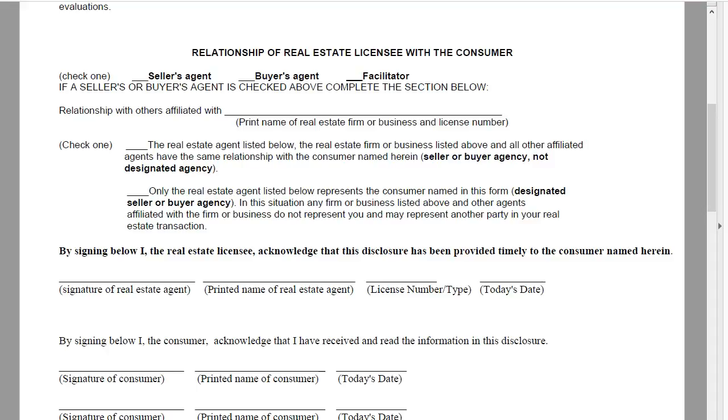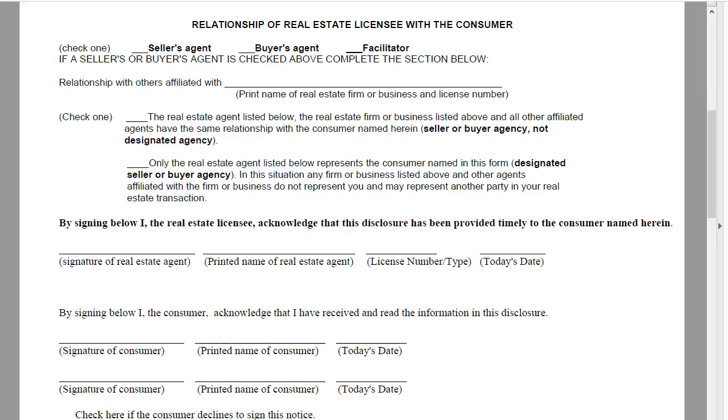Relationship with others affiliated. Print the name of the real estate firm that you work for. So, of course, you're going to write in Jack Gately Real Estate, LLC, license number 10,001, right? You write that there. And now you have a choice. This is a very interesting choice. You have to check one of these two boxes.